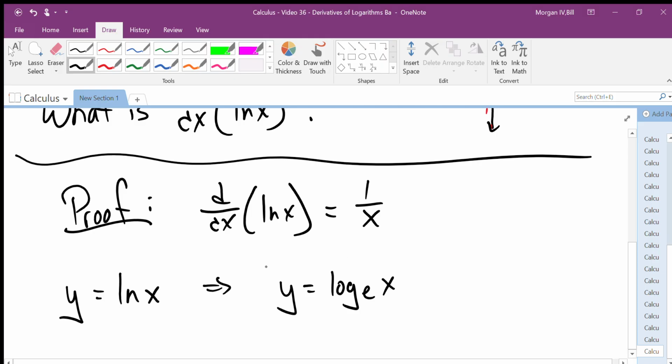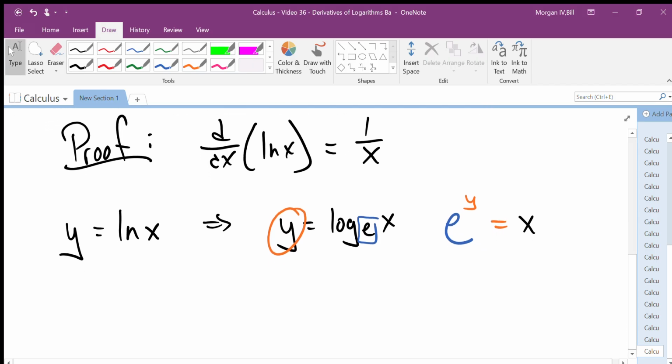So to turn a logarithm into exponential form, what you do is you take the base of the logarithm, in this case e, raised to the power of the answer, y, is equal to what you were taking the logarithm of, in this case, x. So y equals log base e of x is the same thing as e to the y equals x. That's the exponential form of that logarithm.